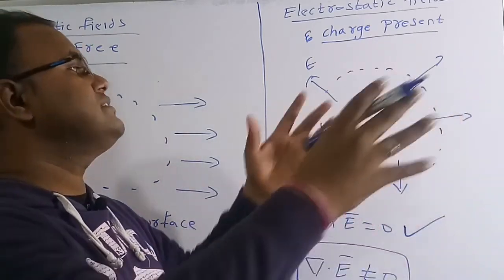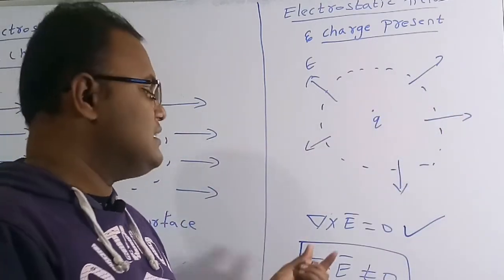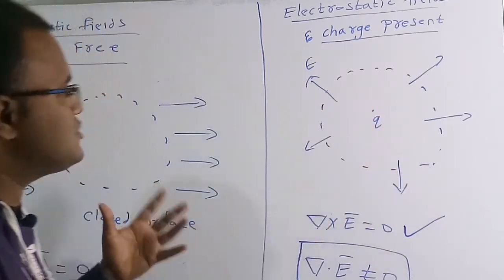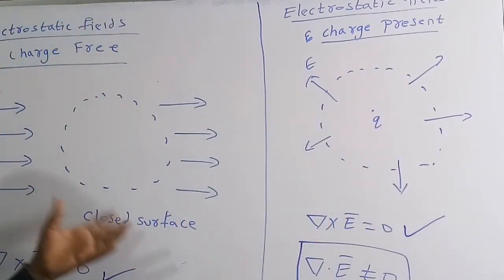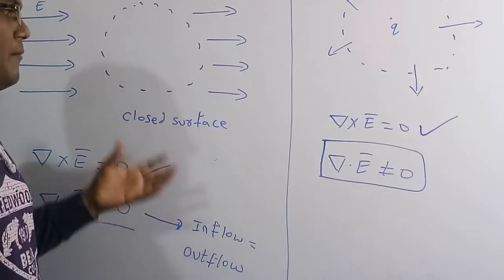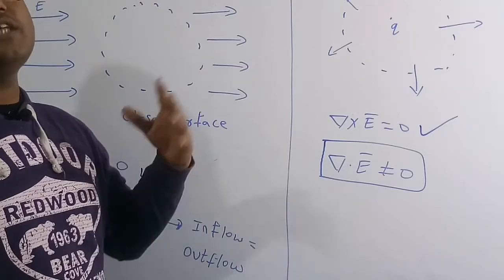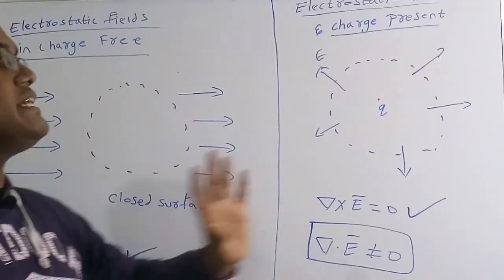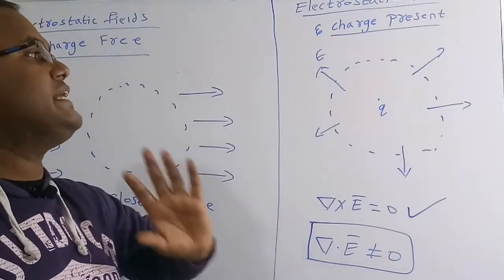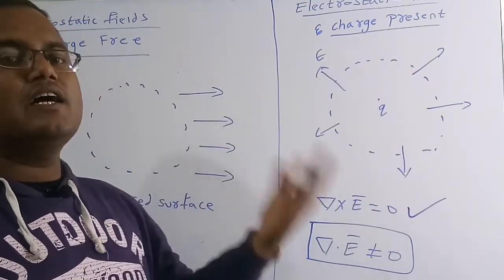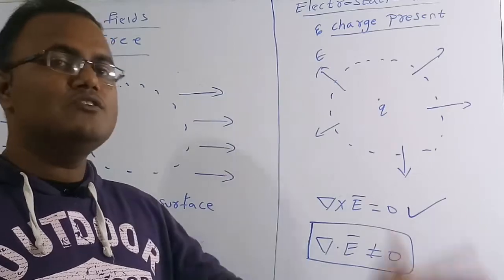Therefore the divergence of electric field is not equal to 0, because some amount of flux is outflowing from that surface. So the divergence of electric field is not equal to 0 if any charge is present. If there is no charge, the divergence of electric field is equal to 0. But the curl of electric field will always be equal to 0 because it is independent of the charge. It is always going to radiate outward. There is no curling effect in the electric field. That is the reason the curl of electric field is always equal to 0.